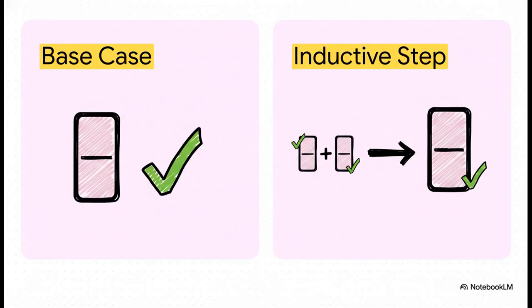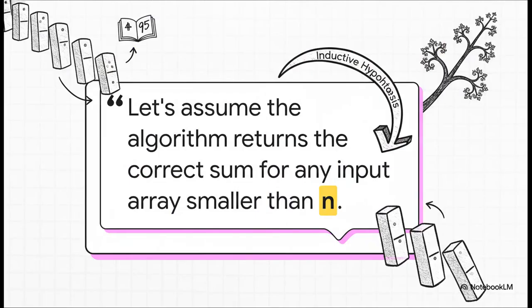So our proof has 2 really critical steps. First up, the base case. For an array with just one number, does it work? Yes, it correctly returns that number. Boom, the first domino falls. Then we have the inductive step. And this is where we make a really powerful move. We just assume it works perfectly for any array smaller than the one we're currently looking at. If we assume that, all we have to do is prove that adding the correct sums from the 2 halves gives us the correct sum for the whole. So yeah, this is the heart of it all, this assumption.